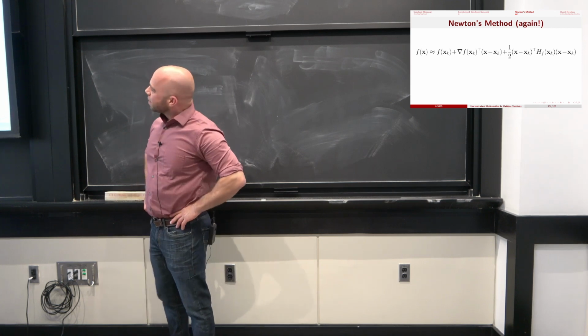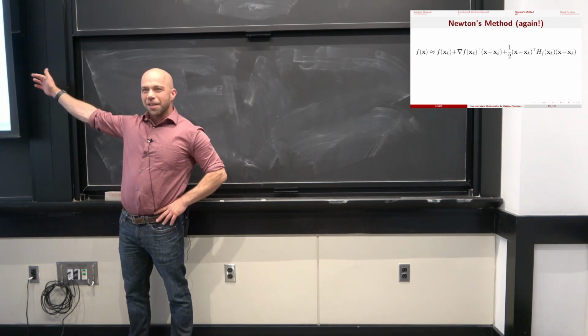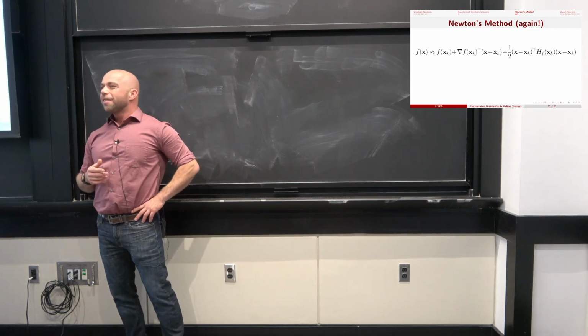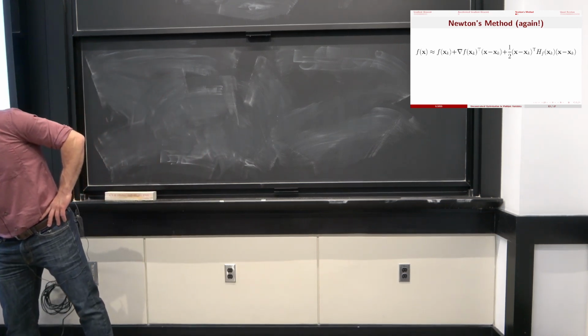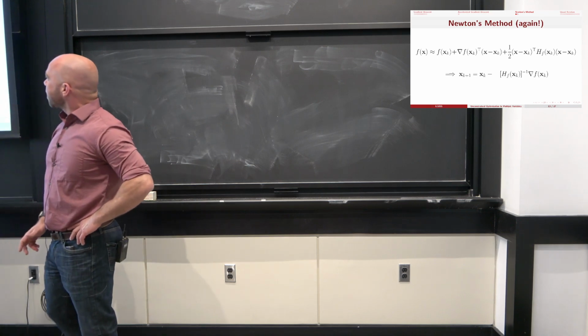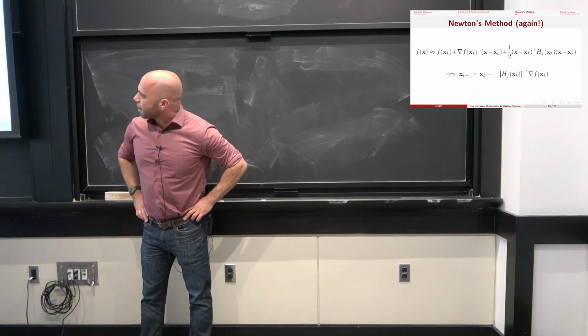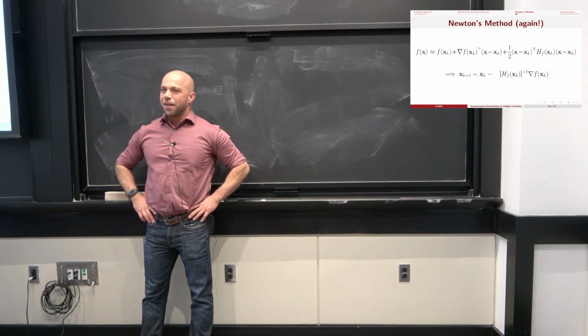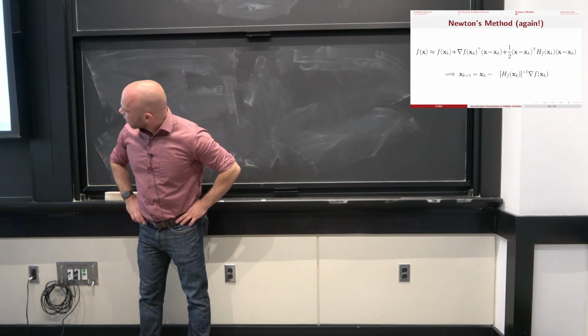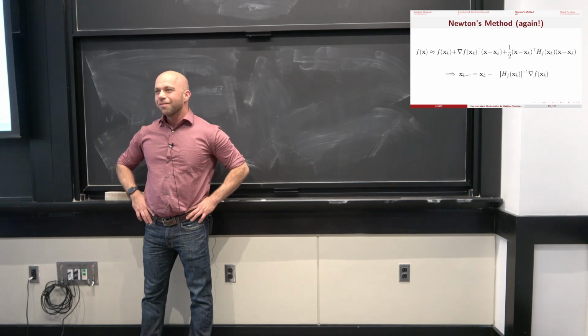In any event, I take the three-term Taylor series we have on the screen here. This thing has an optimum. In particular, this suggests a particular algorithm for Newton's method, which is as follows. We just take x_k and subtract off the Hessian of f at x_k, inverted, times the gradient.